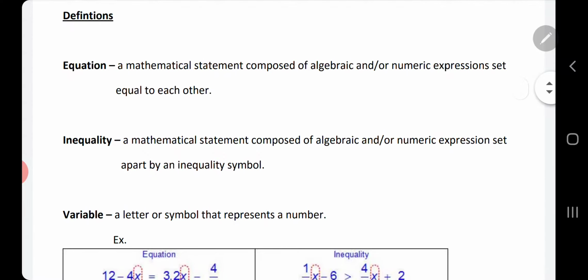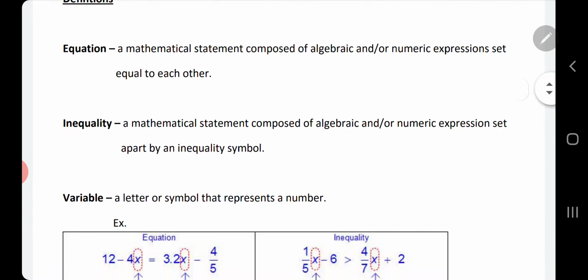An equation is a mathematical statement composed of algebraic and or numeric expressions set equal to each other. So an equation represents something being equal, so it can be represented with an equal sign. What's an algebraic or numeric expression? When they say numeric, it could be like 5 plus 3 equals 8. Algebraic, they're indicating something like 3x plus 2 equals 10. Just an example.